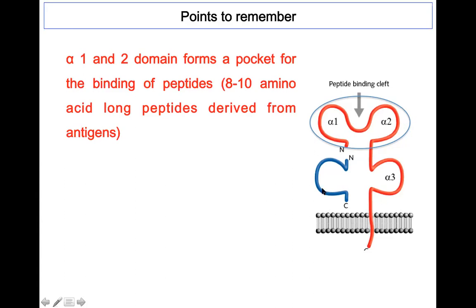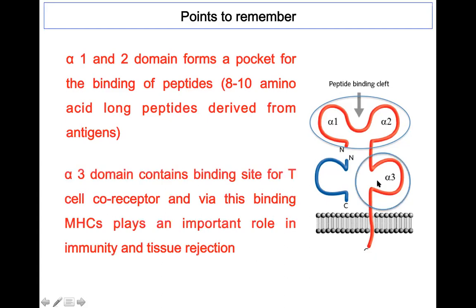And similarly, what is the role of alpha chain 3? If you look at that, the alpha 3 domain contains the binding site for T cell co-receptors, and via this binding, MHCs play an important role in immunity and tissue rejection.